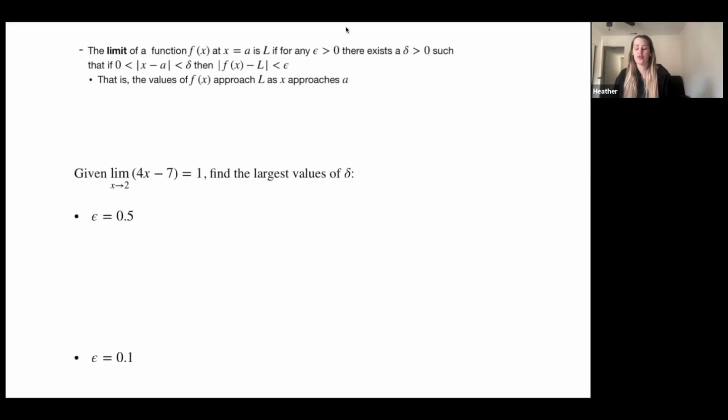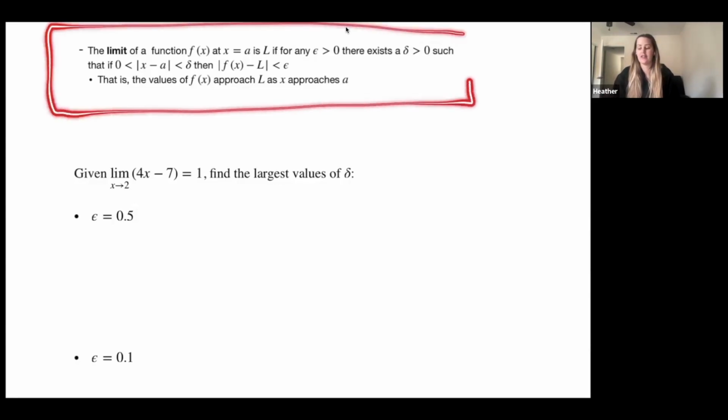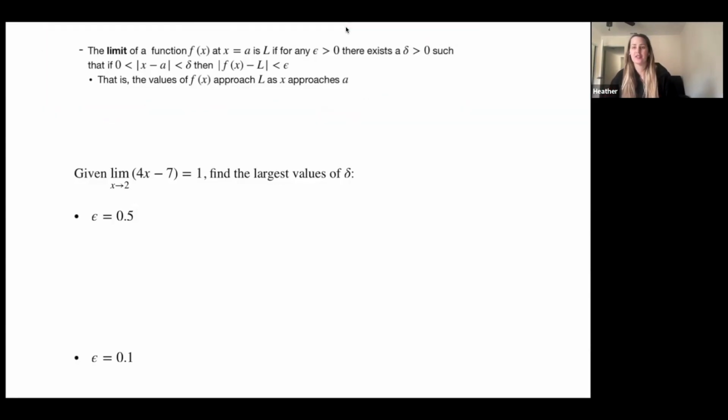Today, I just wanted to run through a problem using the epsilon delta or precise definition of a limit. To be honest, I told myself I was not going to do something with this definition because it's kind of gross and I don't like it. But here we are. Let's just get into it before I change my mind.